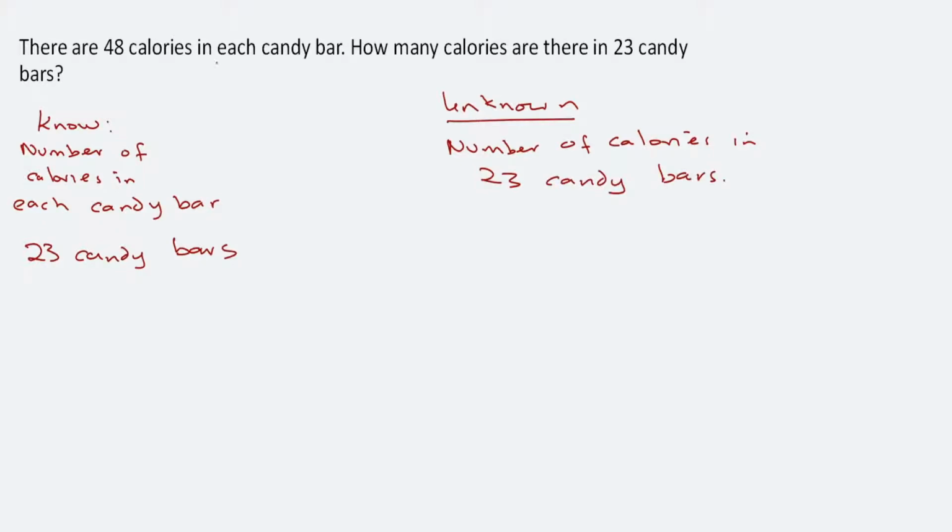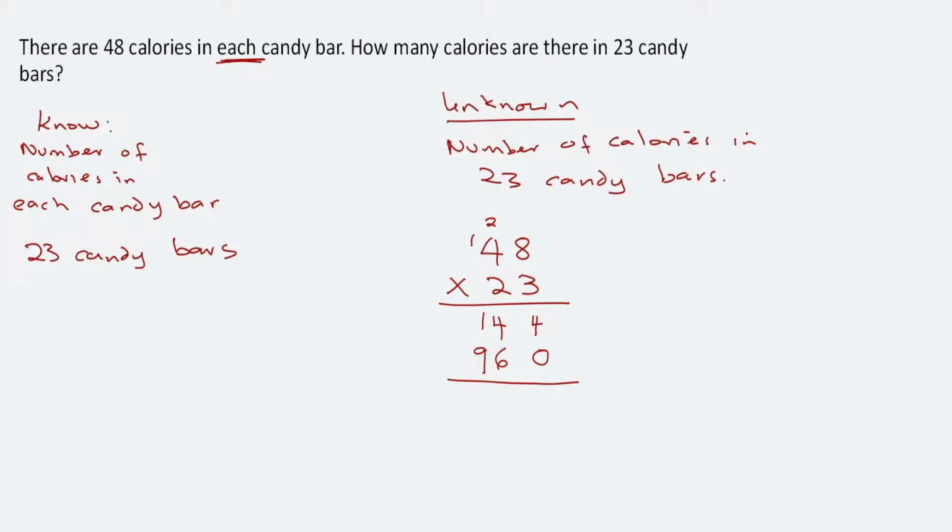So how do we know what to do? Is there any keyword? We say each, because we have in each candy bar. So we're going to perform a multiplication. So we have 48 calories in each candy bar multiplied by 23. So 8 multiplied by 3 is 24. We have a 4. We carry up a 2. 4 multiplied by 3 is 12. We add 2 to that. We have 14. Then we put a 0 out here in the ones place. 8 multiplied by 2 is 16. We write a 6 there and we carry up a 1. 4 multiplied by 2, 8 plus 1, we have 9.